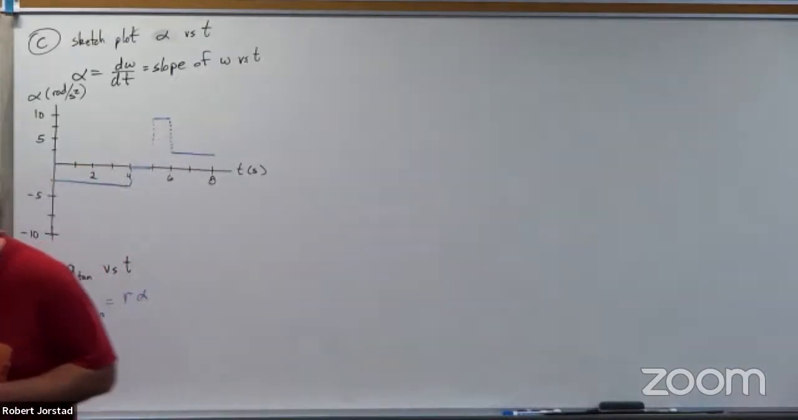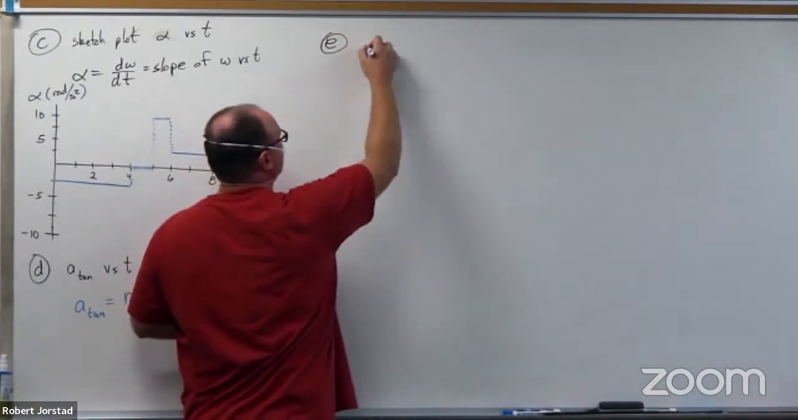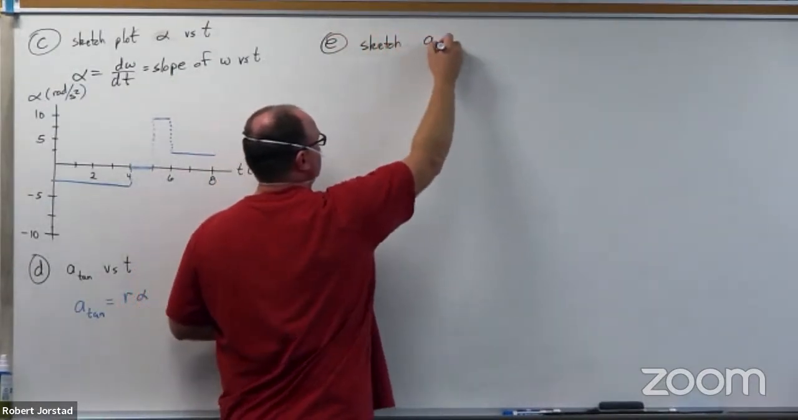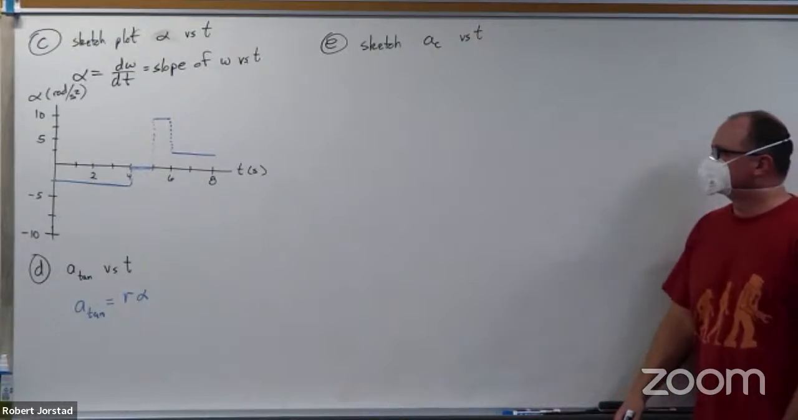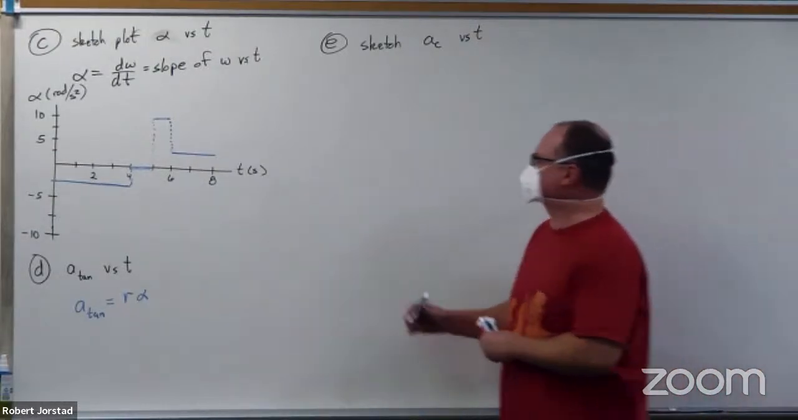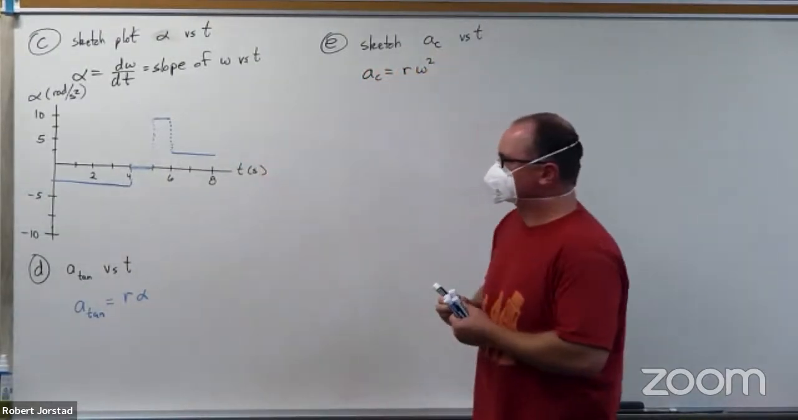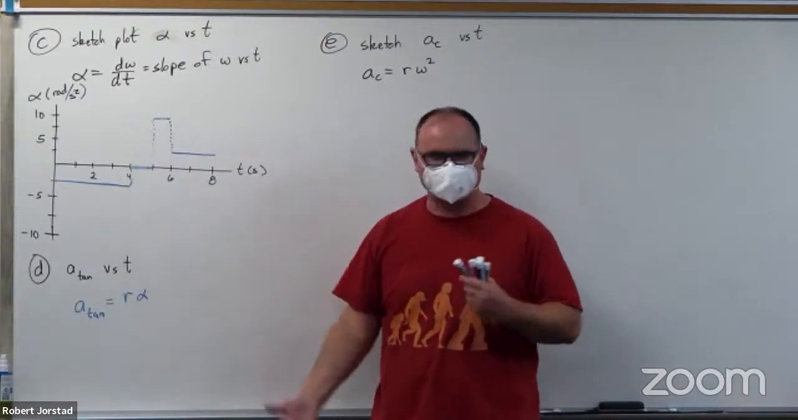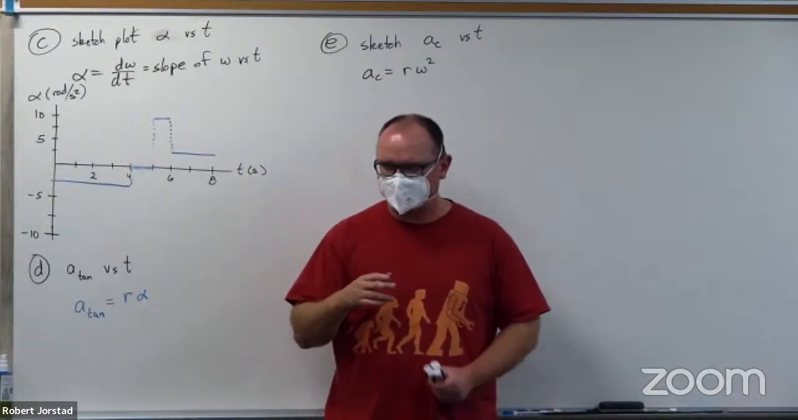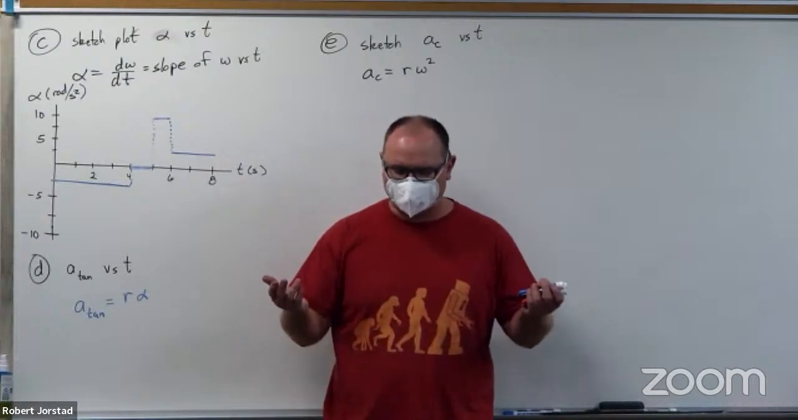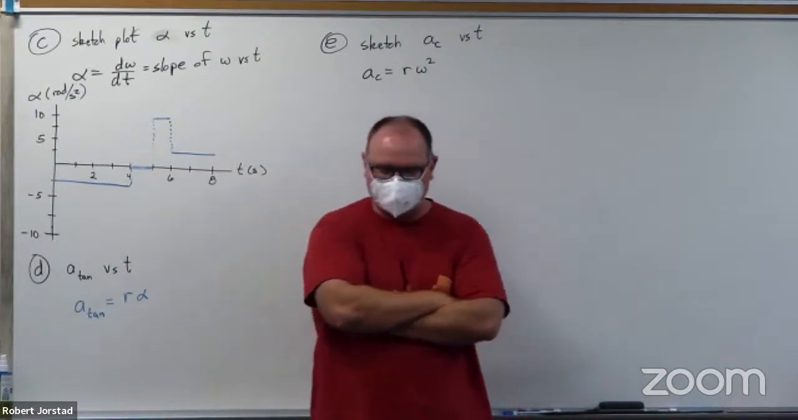Part E. How would you get this? What if we wanted to sketch AC versus time? What up, Dom? Or omega squared, exactly. We know that AC equals R omega squared. So we wouldn't use this plot. We would use the original plot in the problem statement and square it. What happens when you square the plot's numbers? In particular, what happens when you square negative numbers? It becomes positive. So the AC would be a magnitude, right? And we'd have all the negatives.